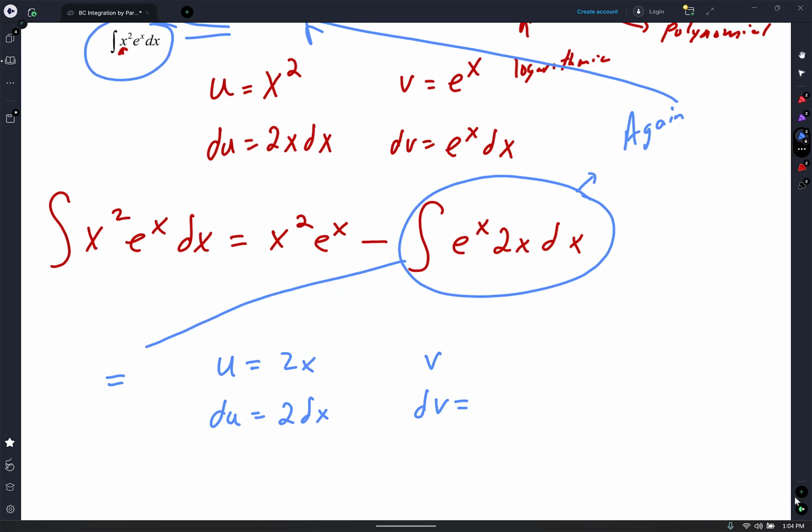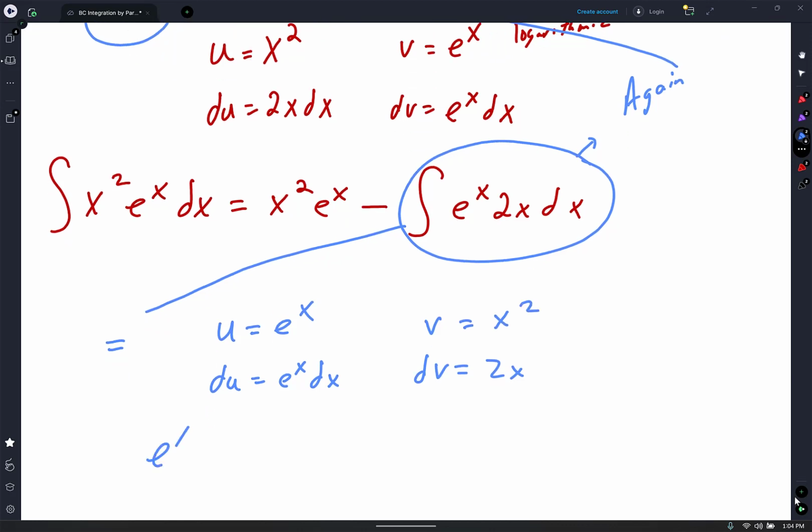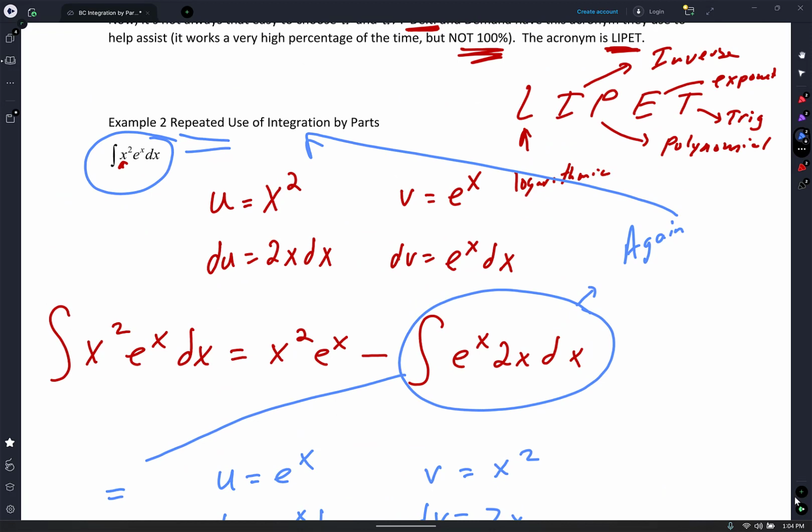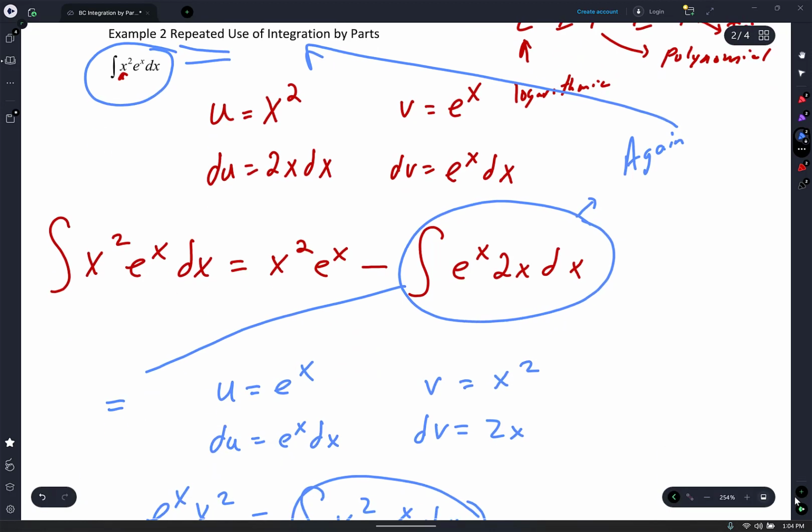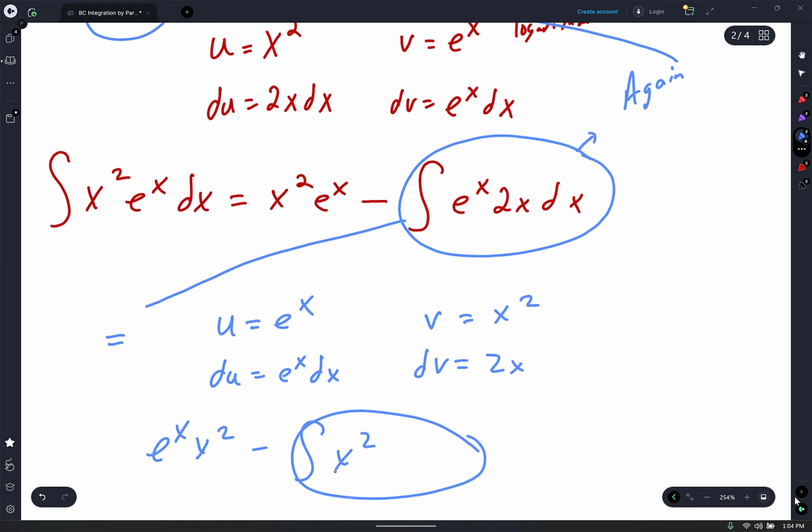Because if you tried u, okay, don't write this down, just listen. If I try u to be e to the x, look what happens. Then my dv is 2x, so my v is x squared. So when I do my uv, don't write this down, this is all wrong. e to the x squared minus v du, x squared e to the x dx. Did it get simpler or more complicated? It got more complicated. If I would have set u equals e to the x and dv equals x squared dx, I would have had an x cubed. And you're never going to get to a point where you can reduce it, because you're just getting larger and larger. Does that make sense?